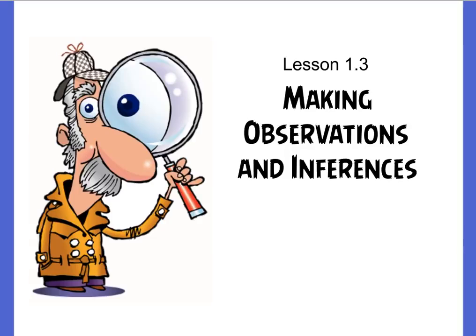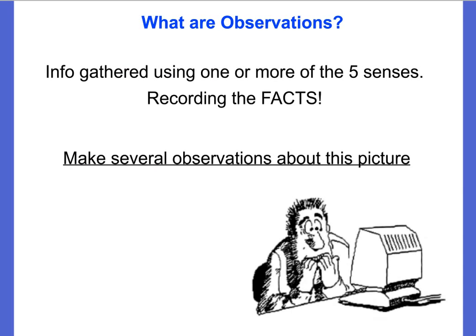Now, you've probably heard those two terms before, but we're going to review what they mean and when to use them. Well, first of all, what's an observation? An observation is any information you gather using one or more of the five senses. Remember, the five senses are to see, hear, smell, taste, or touch. Now, we don't use all of these very often in chemistry.